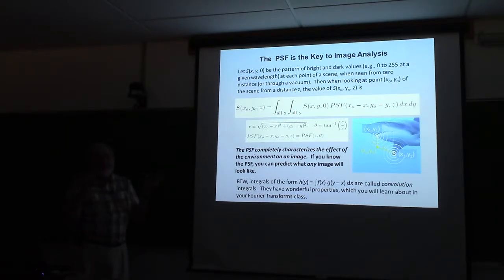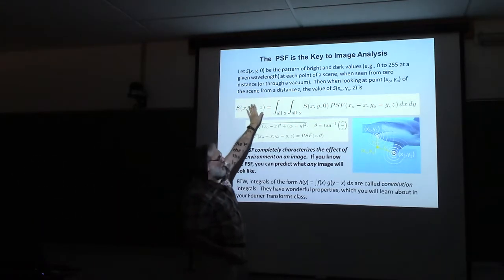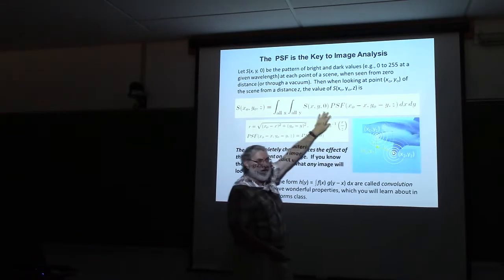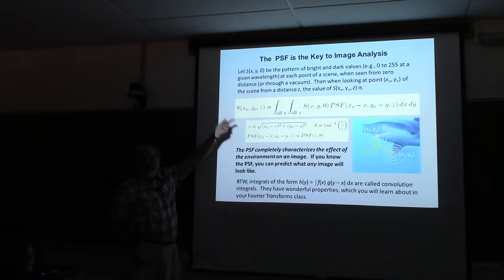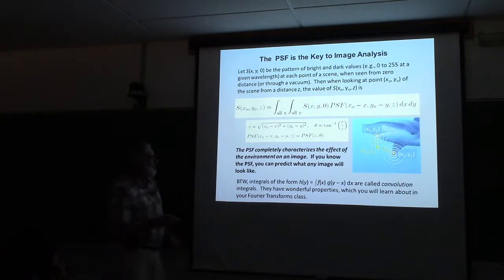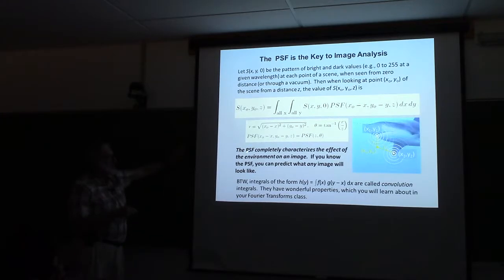And then you can worry about things, whether the Secchi depth really did disturb the ambient light field, and all of that kind of stuff. But this is the key. This is like the holy grail of image analysis. This is where it all starts, right here, just like everything in radiative transfer theory starts with the radiative transfer equation. And the point to be made is that the point spread function completely characterizes the effect of an environment on an image, and if you know the point spread function, you can then predict what any image will look like.